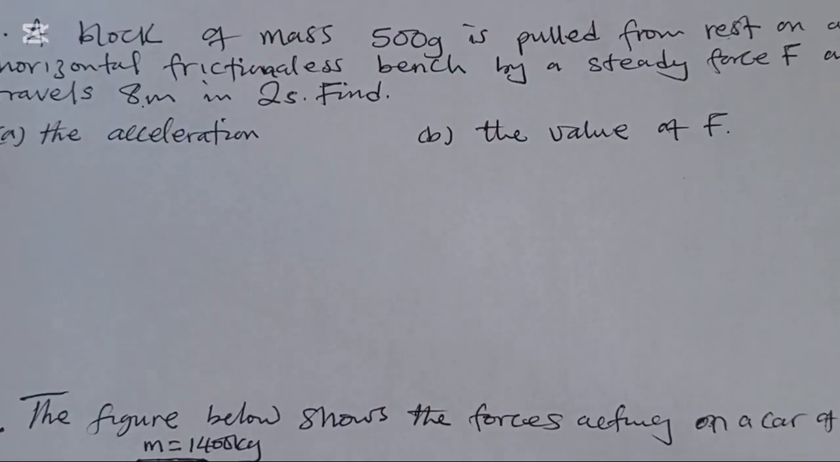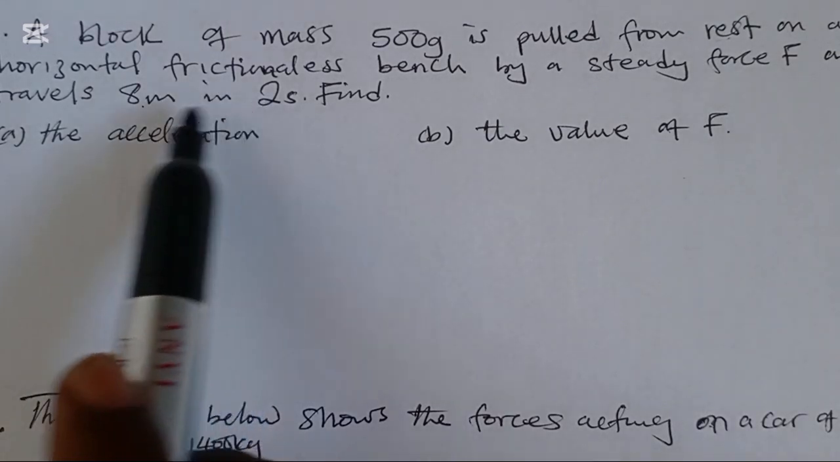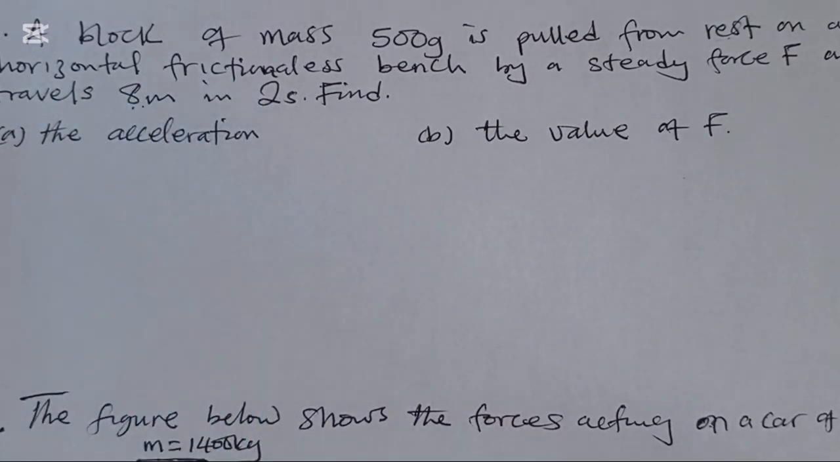A block of mass 500 grams is pulled from rest on a horizontal frictionless bench by a steady force F and travels 8 meters in 2 seconds. Find the acceleration. So how do we find acceleration in this case? So in this case, what we have is time and distance.